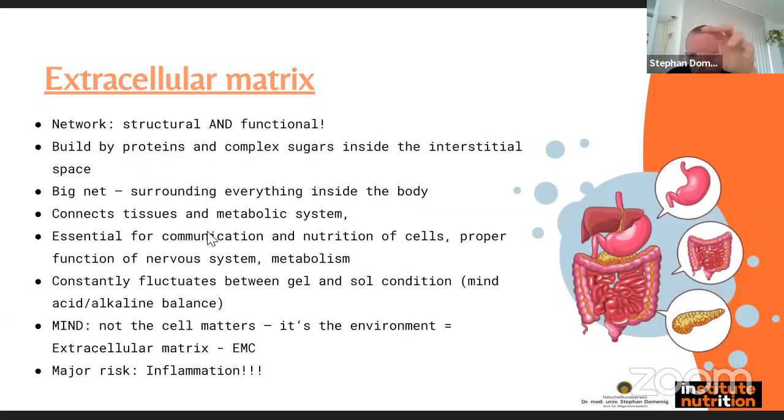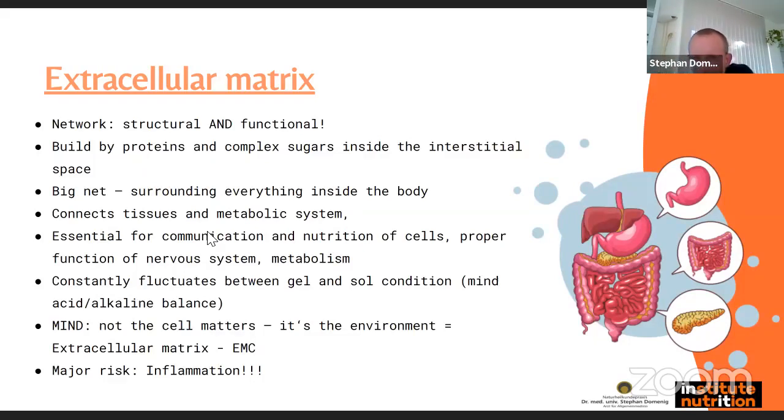It has the ability to change its configuration. So it can be gel-like and it can be sol-like. Sol is like when you melt ice into water. There is a moment when it's not yet liquid and not ice anymore, right? This is the sol condition. Gel is clear. This is more jelly-like and more solid.